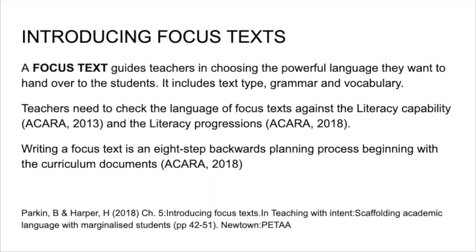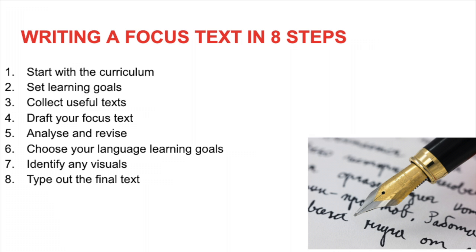You also need to check the language against the literacy capability, so going to the ACARA document and also the literacy progressions, and in this case we will look at science. Writing a focused text is an 8-step backwards planning process, and I'm going to go through those in a minute, beginning with the curriculum documents and mapping forward, but also mapping back from the actual text. So we might start having a look at that now.